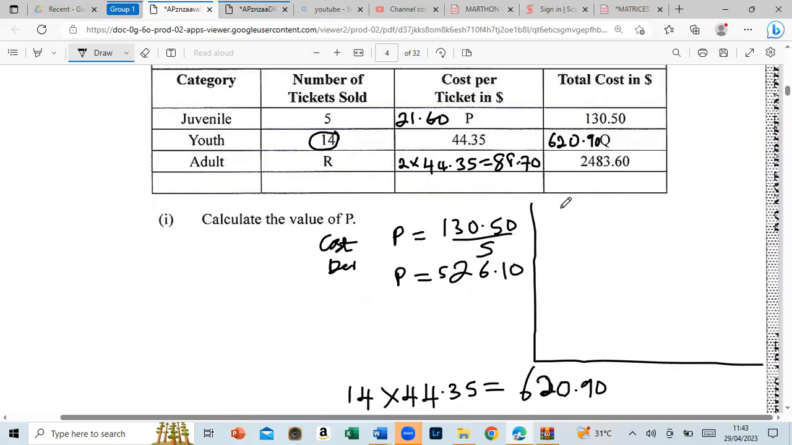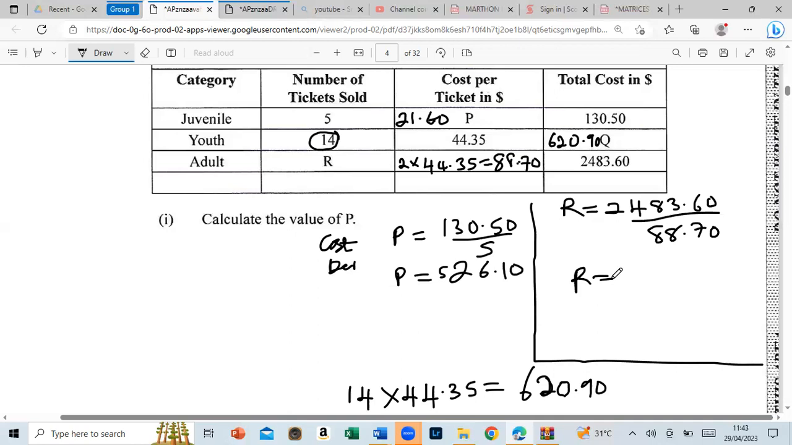All right, so R is equal to 2, 4, 8. And R is actually representing the number of tickets sold. So we're just going to be dividing by the cost for one, which is 88.70. And guys, again, in a calculator. You should get a whole number though, you can't buy half a ticket.